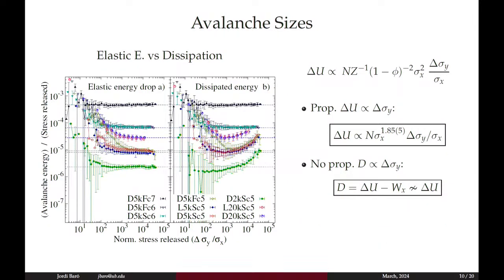And then when we look at the avalanche, so we look at the distribution of avalanches, and we try to normalize all the strain drops by the stress release, right?